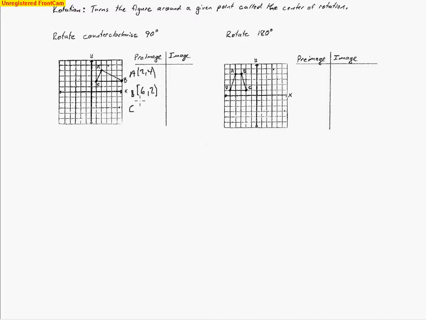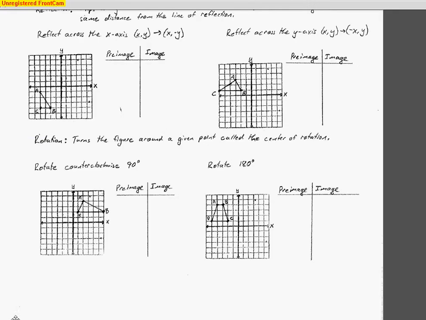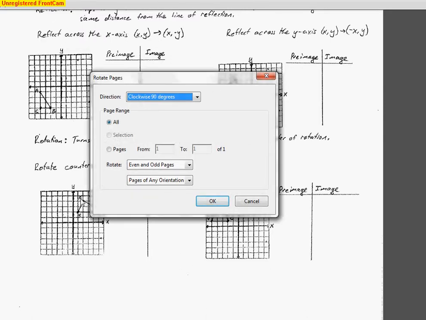And then we have C, and C is at 1, 2. And so when I rotate, I'm going to try to rotate this counterclockwise 90 degrees. Now when I do that, I actually turn the paper, and I'm rotating it counterclockwise, it says. So counterclockwise 90 degrees, and I'm going to do that with this.